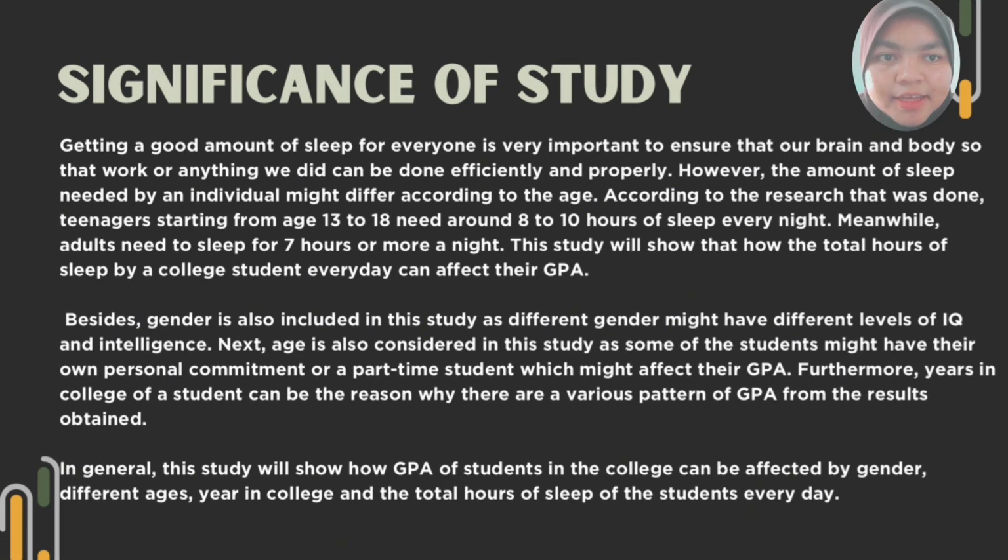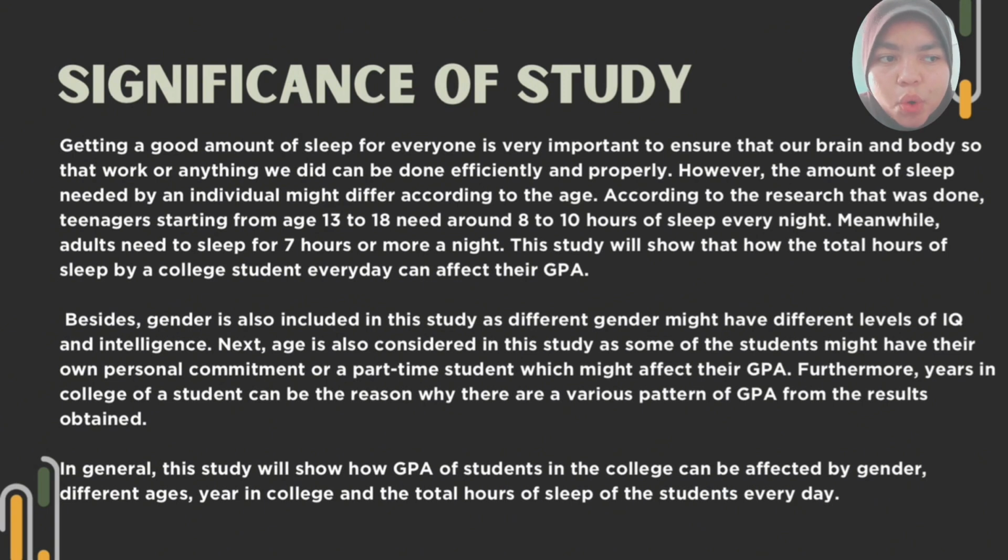Significance of study. Getting a good amount of sleep is very important to ensure that our brain engages so that work or anything that we do can be done efficiently and properly. However, the amount of sleep needed by an individual might differ according to age. According to research, teenagers from age 13 to 18 need around 8 to 10 hours of sleep every night. Meanwhile, adults need to sleep for several hours or more at night.